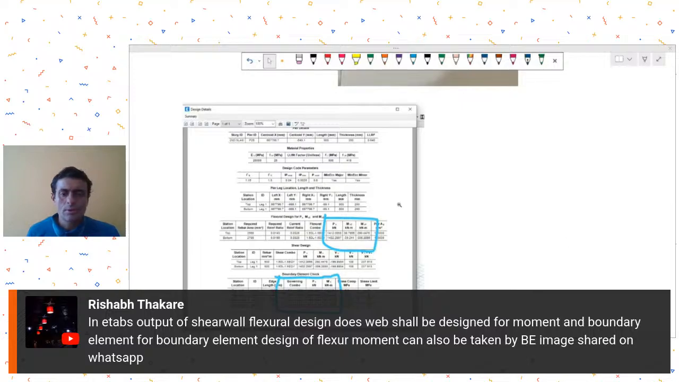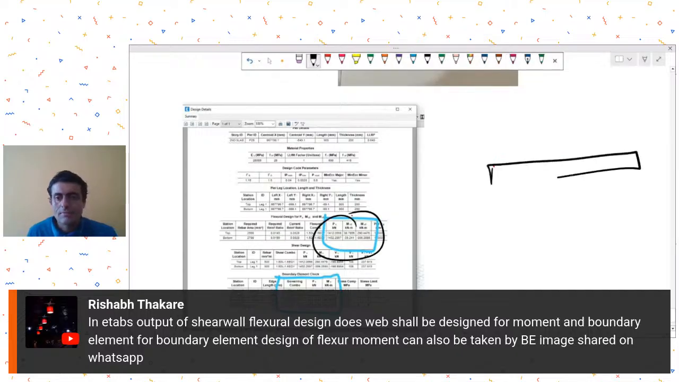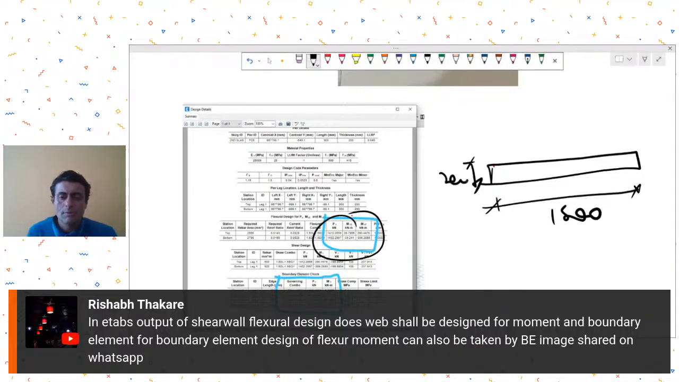See, I'll just explain what you need to do. You take up these moments. You have these moments. So here, let's say this is my shear wall. It is whatever, say 1500 mm, and this was 200 mm, whatever. So the axial force is 1412. Major moment about the axis is 290. Minor moment is 38.